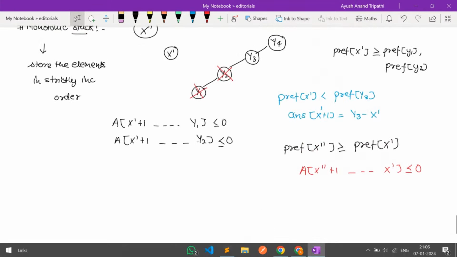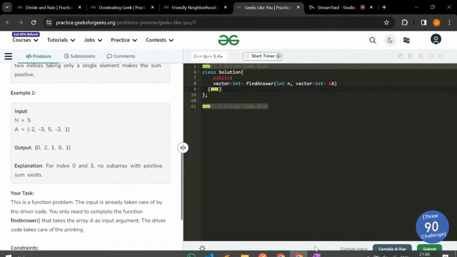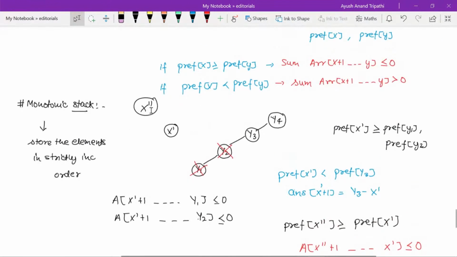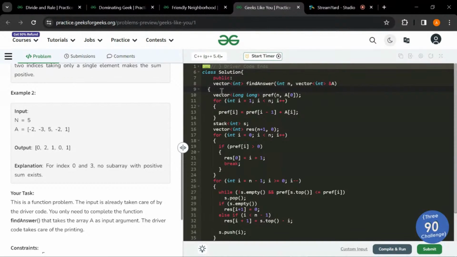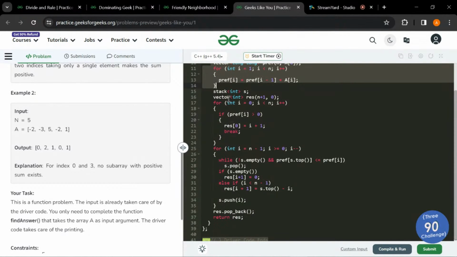Right? So let me show you the implementation here. This is the complete logic. You can try to run it by yourself, it's just a wastage of time for me. So here we have a prefix array, finding the prefix vector and then updating this prefix vector, then using a stack here.